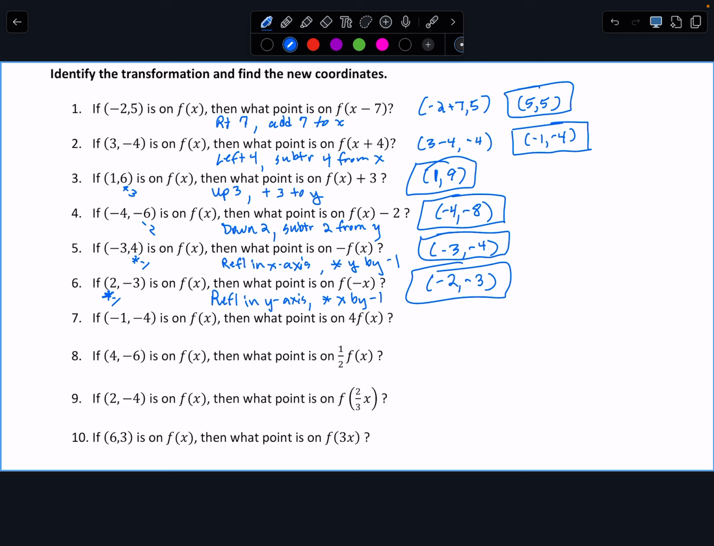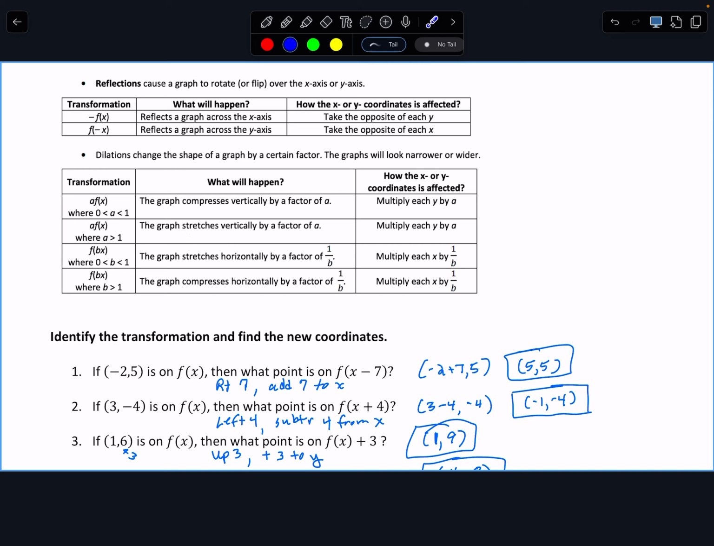And 7 and 8, you have a number out in front. So this should look like I'm taking 4 times y. I'm taking 1/2 times y. And that causes vertical stretches and shrinks. And when it's greater than 1, it's a stretch. And that's what they talk about here. If a is greater than 1, the graph stretches vertically, and you multiply y by a. If a is between 0 and 1, it says compresses. I'm going to use the word shrink. It shrinks vertically by a factor of a. You still multiply y by a.